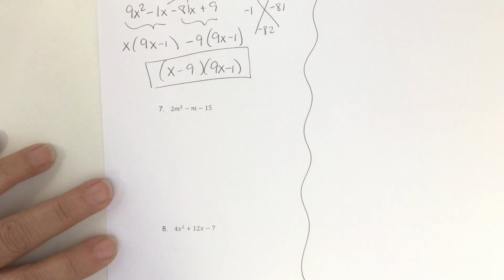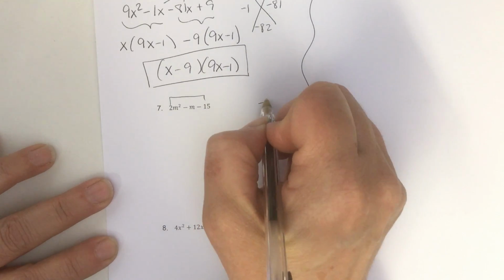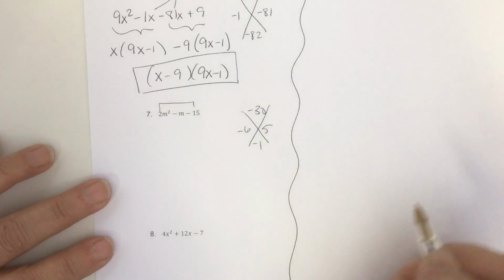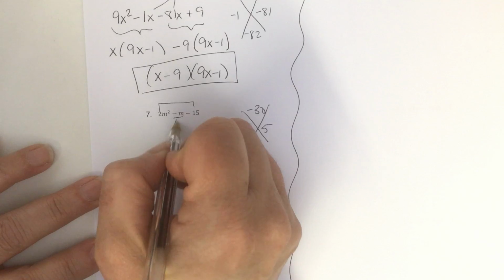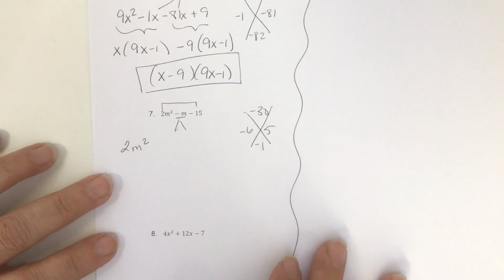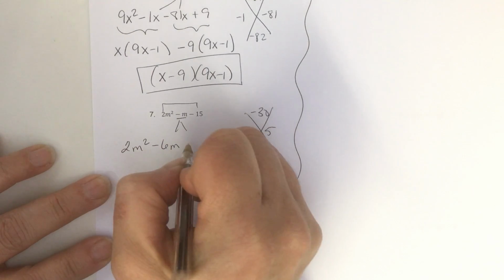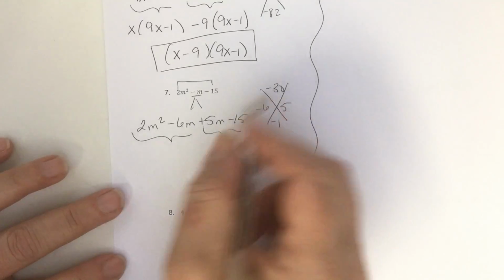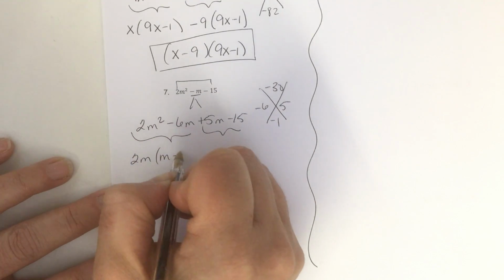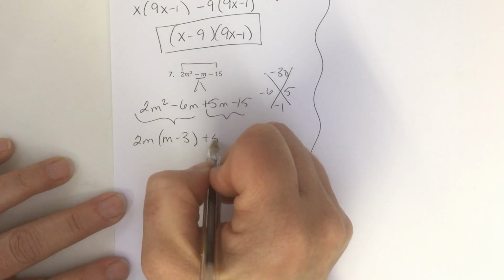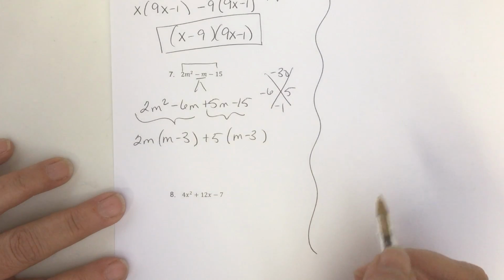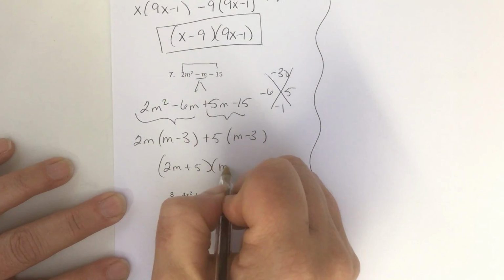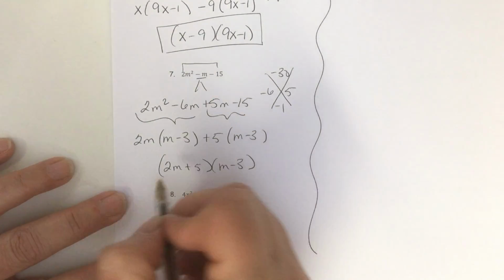Okay? If I do this method with this one, 2 times negative 15 is negative 30. My negative 1 goes there, so I need a negative 6 and a positive 5. I replace that, so I have 2m squared minus 6m plus 5m minus 15. Factor by grouping, I can pull out a 2m. That leaves m minus 3. I can pull out a 5. That leaves m minus 3. So my front parentheses is 2m plus 5 because it comes from the front numbers, and then m minus 3 is my second parentheses.